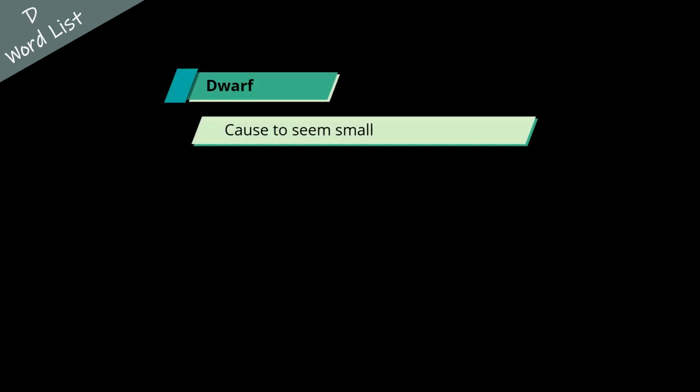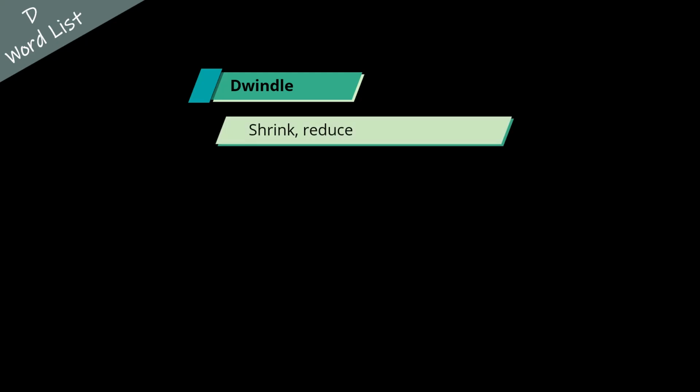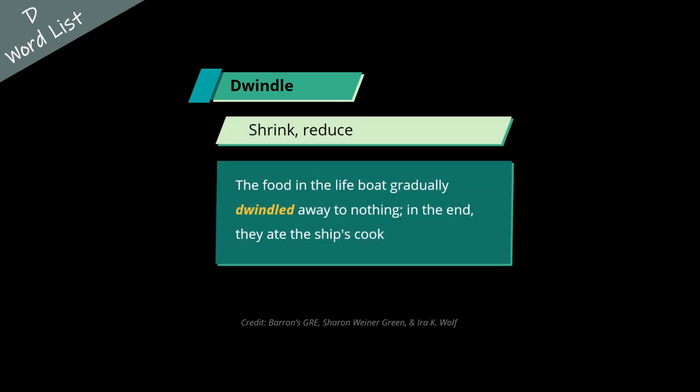Dwarf means cause to seem small. For example, the giant redwoods and high cliffs dwarfed the elegant Ahwahnee Hotel, making it appear a modest lodge rather than an imposing hostelry. Dwindle means shrink, reduce. For example, the food in the lifeboat gradually dwindled away to nothing. In the end, they ate the ship's cook.